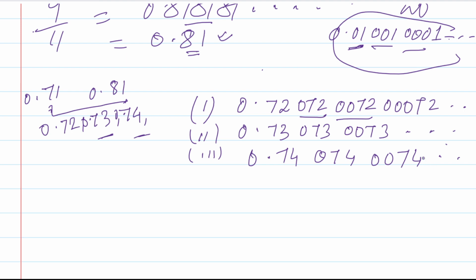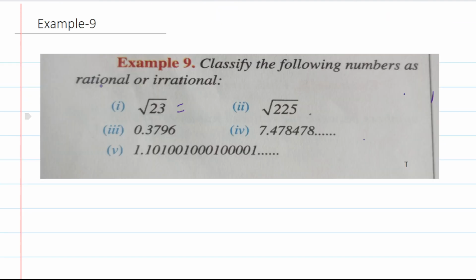All right, I think you have understood. So let's go quickly to question number 9. In question number 9, classify the following numbers as rational or irrational. Here you have to see which one is rational and which one is irrational. See here, this root I can take as 15. So this is a rational number, simple.